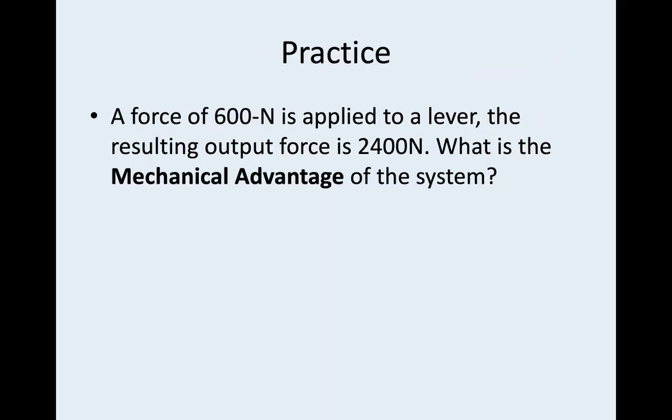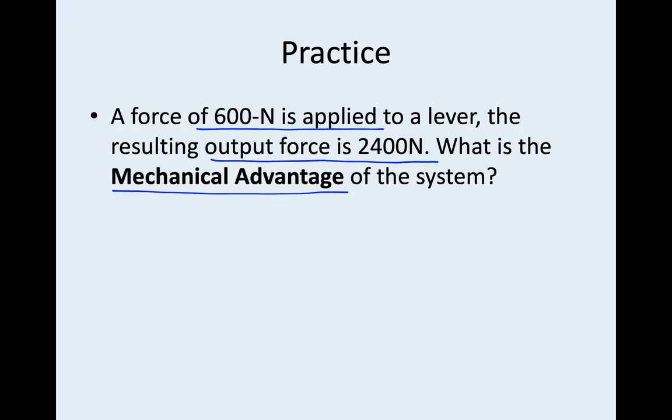So a practice question. This one we'll do together. So a force of 600 newtons is applied to a lever. 600 newtons is applied. The resulting output force is 2,400 newtons. What is the mechanical advantage of the system?